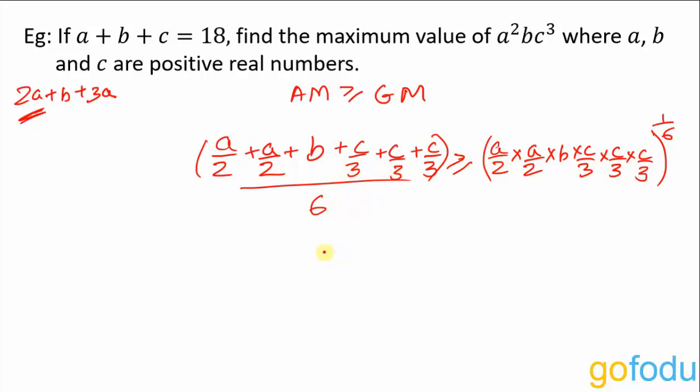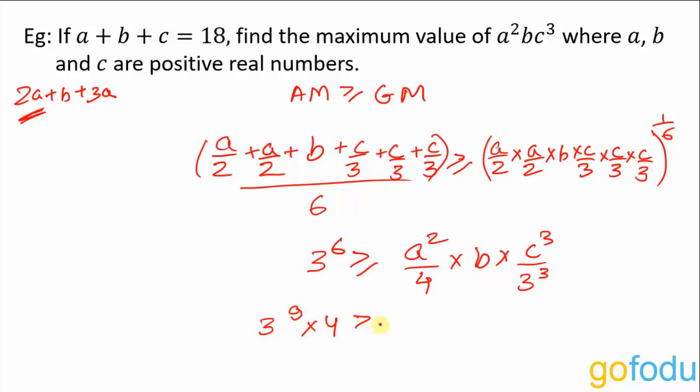So in the left hand side I'll get 3 to the power 6, which will be greater than or equal to A square upon 2 into 2, that is 4, into B into C cube upon 3 into 3 into 3, that is 3 cube. So I'll take this 4 and 3 cube in the left hand side, I'll transpose them and I'll get 3 to the power 9 into 4 is greater than or equal to A square B C cube. So maximum value of A square into B into C cube is 3 to the power 9 into 4, which I won't be calculating, as you should be focusing on the concept rather than this value.